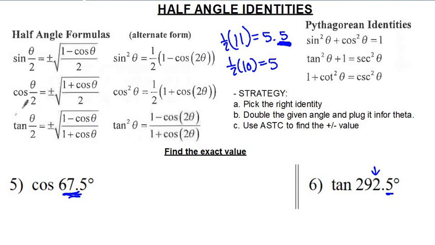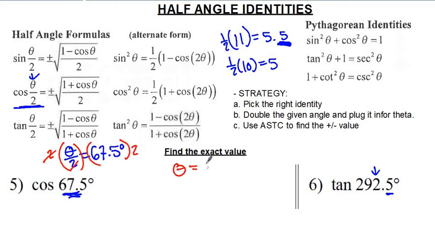And for this first one, we're going to use the cosine formula. Notice that this right here is theta over 2. Theta over 2, the angle that we cut in half, was 67.5. So let's find out the angle that we originally started with. We can find theta by multiplying by 2. That means theta is 2 times 67.5, and that's 135.